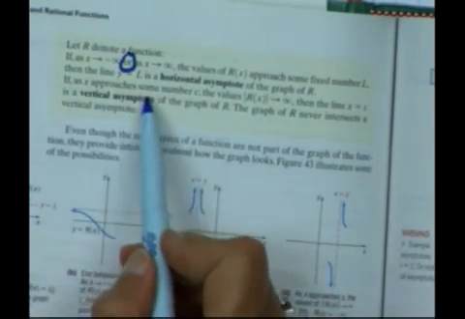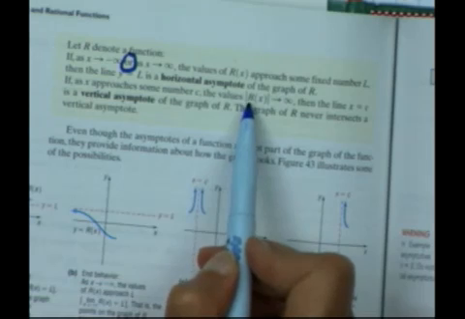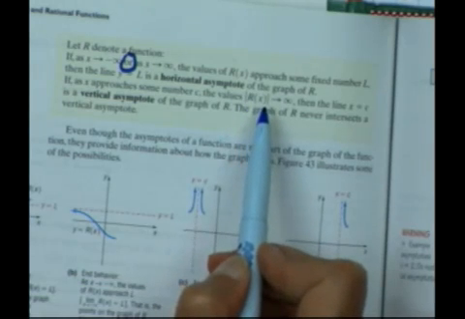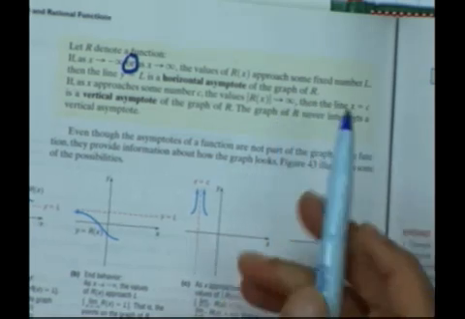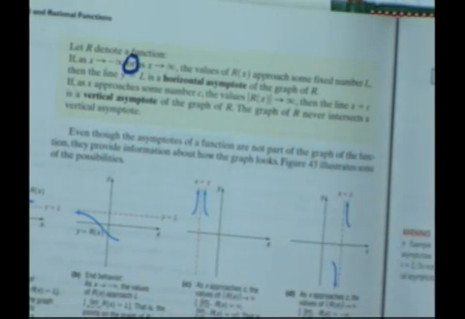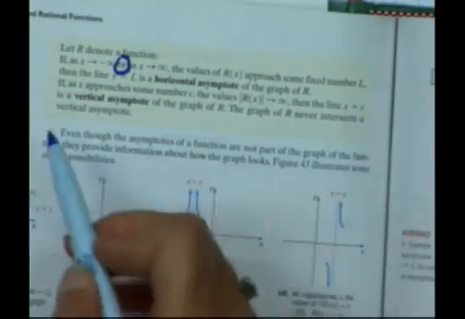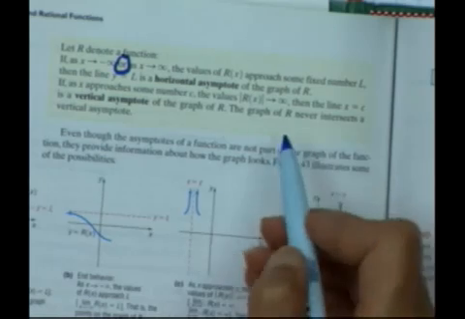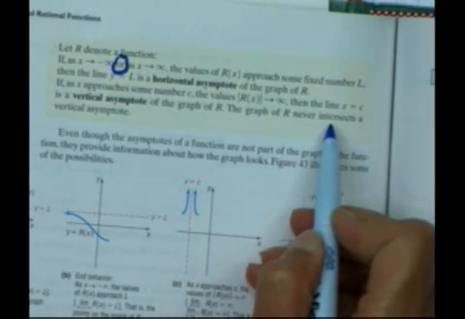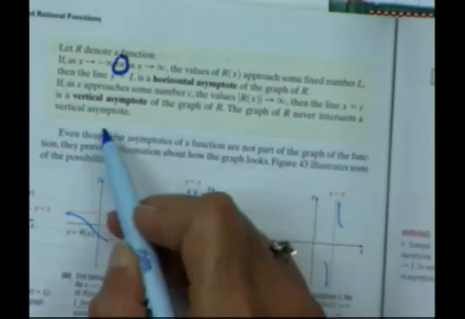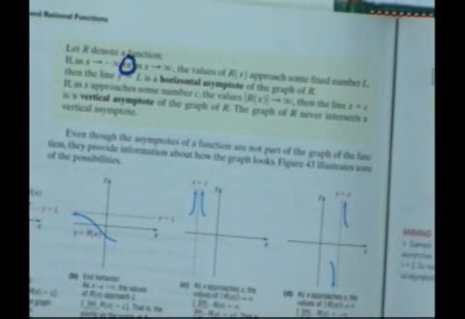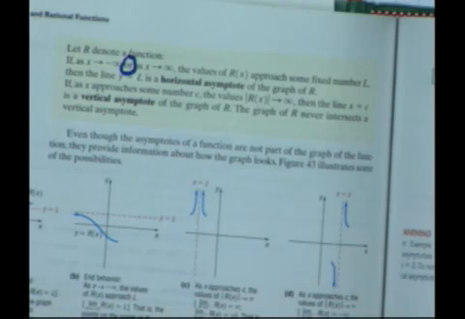Vertical: if x approaches some number c and the absolute value of the y function is infinity, we looked at whether it went to positive infinity or negative infinity, then the line x equals c is the vertical asymptote. The graph of a rational function never intersects its vertical asymptote, meaning crossing through. Again, there are cases where you have piecewise defined functions and it can touch the vertical asymptote. It just is not going to pass through.